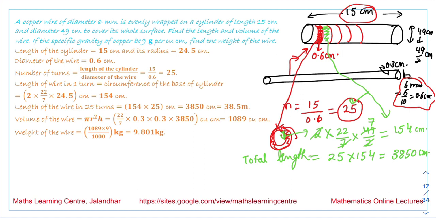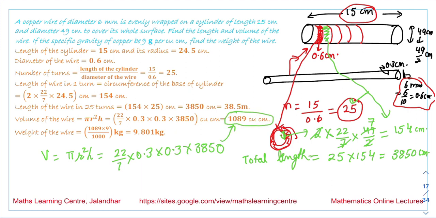Now the next thing we have to calculate is the volume of this wire. So for volume, we have the formula pi r square h. So it is 22 by 7. What is the radius of this wire? It is 0.3 into 0.3 into 3850. So when we solve this value, we will get an answer of 1089 cubic centimeter. This is centimeter cube. This is the volume of this wire.